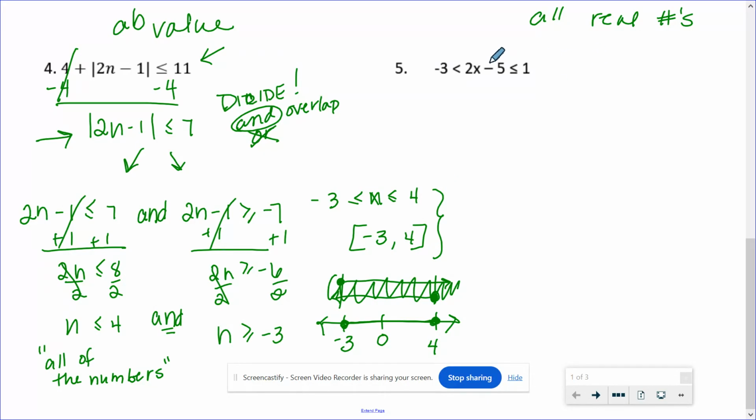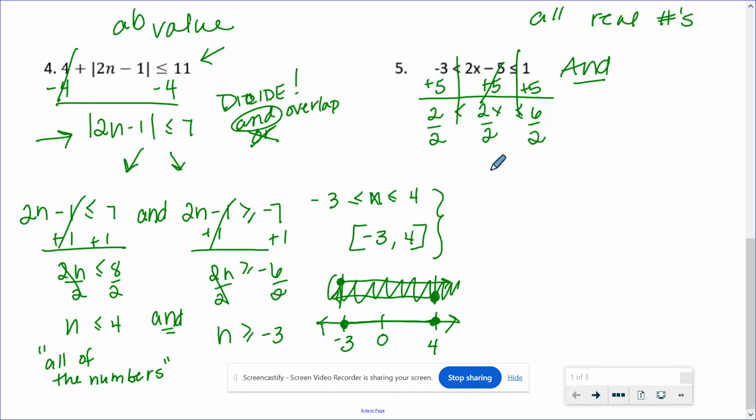Okay, number 5, this is just a regular compound inequality. It is the and type because it's the only one that can be written as this one jointly compounded type. So I am going to try to get this x by itself. I am first going to add 5 to everything. So that's going to give me 2 is less than 2x, less than or equal to 6, and then divide everything by this 2 right here. So my answer is 1 is less than x, which is less than or equal to 3.